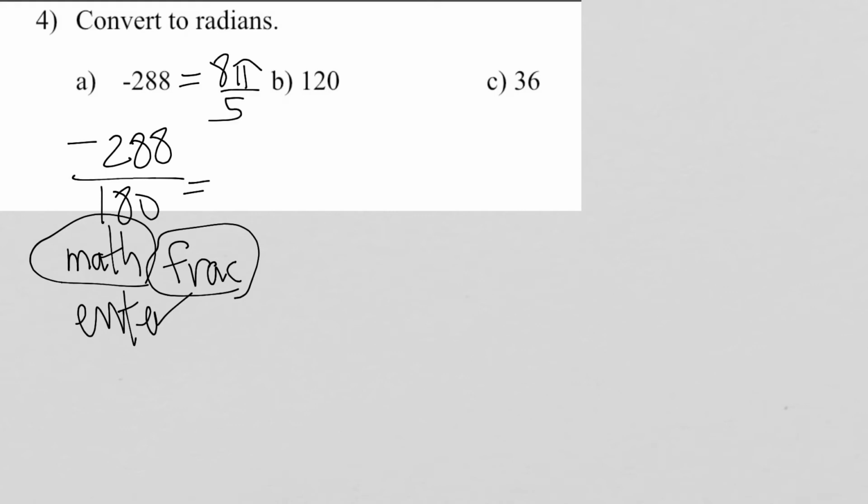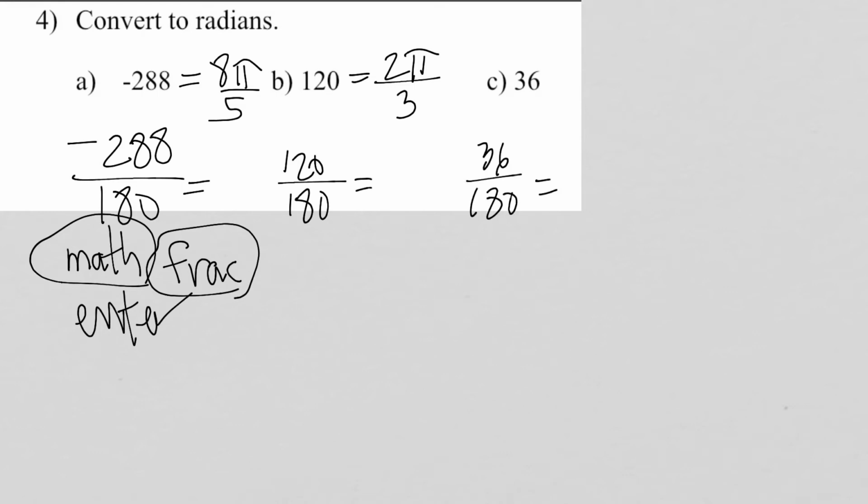120 degrees is actually on the unit circle, but if you didn't know, you do 120 over 180. Again, enter, math frac, enter, and we get it to be 2/3, so it's 2 pi over 3. And then for 36 degrees, I divide it by 180. Again, math frac, enter, and I get it to be 1/5, or pi over 5.